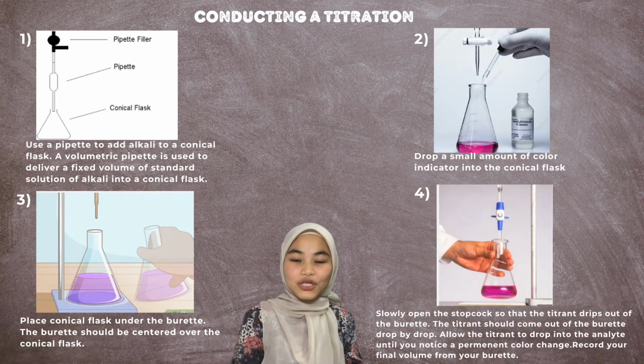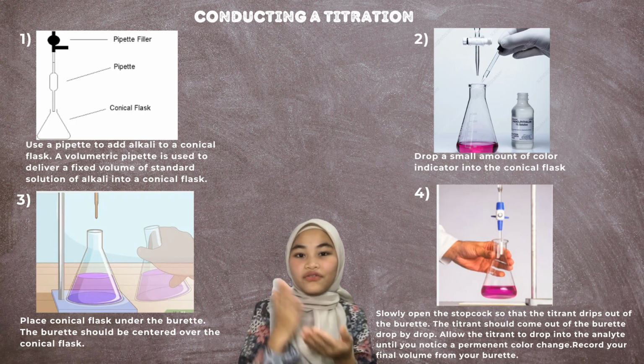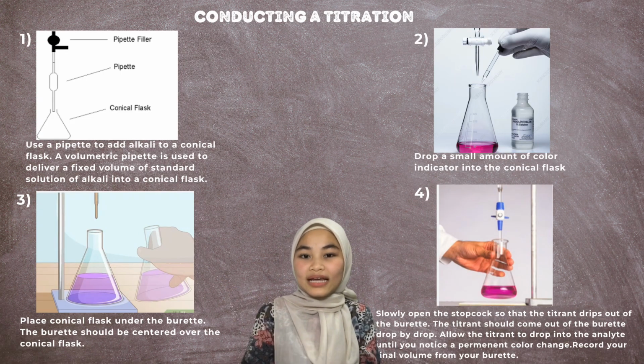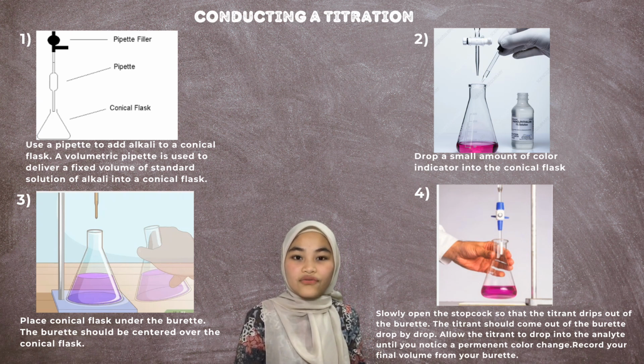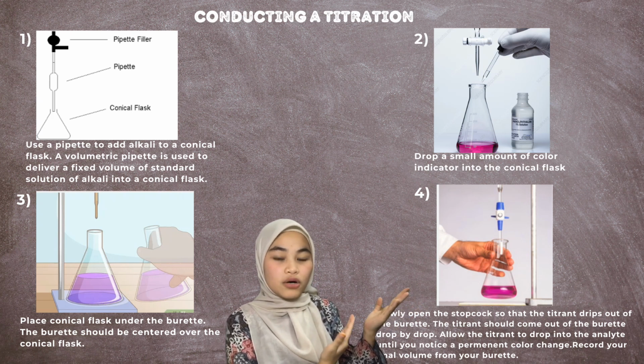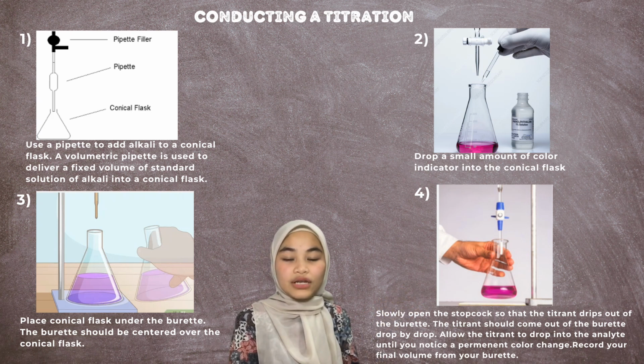Now we'll continue with conducting the titration. First, use a pipette to add alkali to a conical flask. The pipette is used to deliver a fixed volume of standard solution. Second, drop a small amount of color indicator into the conical flask.